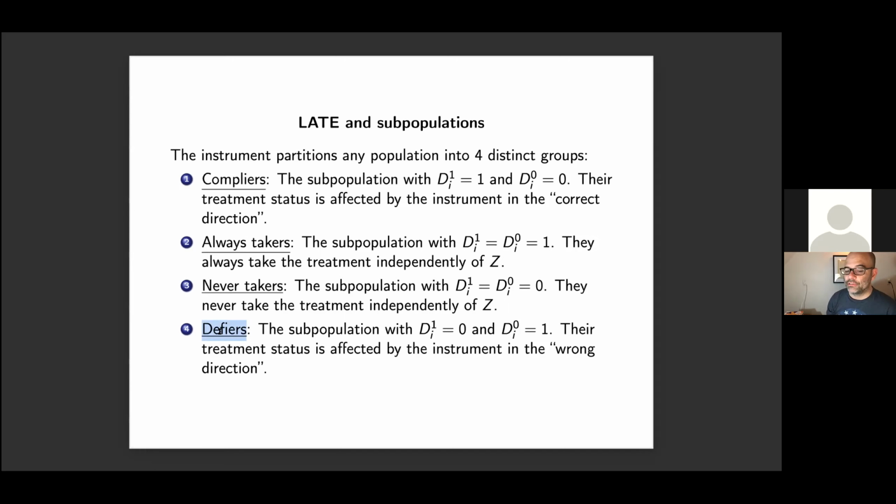And then you have defiers. Defiers are people who, when they win the lottery, refuse to serve, but had they not won the lottery, they would serve. Their treatment status is affected by the instrument in the wrong direction. The main problem with defiers is the IV estimate no longer has a causal interpretation. Effects are getting canceled out through the weighted average.